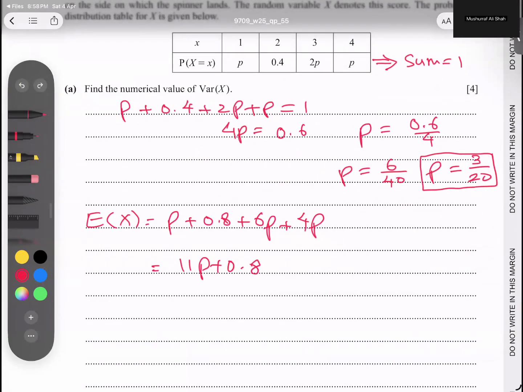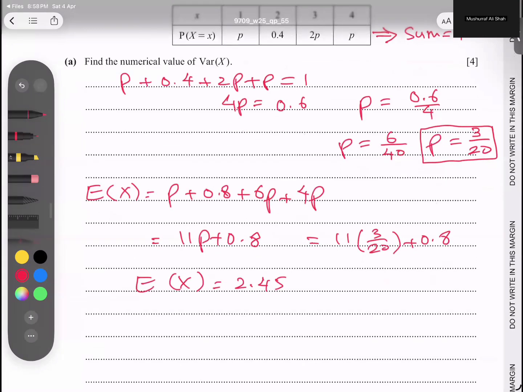So when I plug in this value here, I will get the exponential value, and that value is 2.45. If I plug in the p value here, 3 by 20 plus 0.8, this turns out to be E of X in fraction form 49 by 20 and in decimal form 2.45. Is the question done? Not at all.